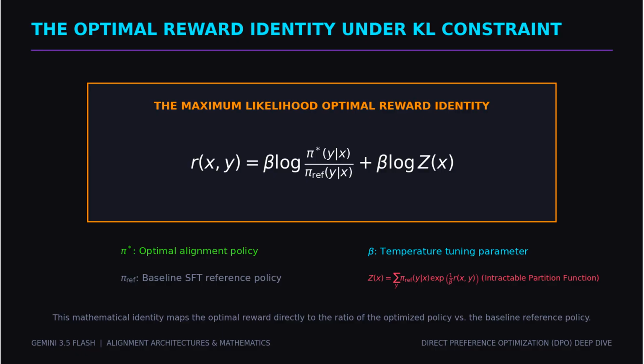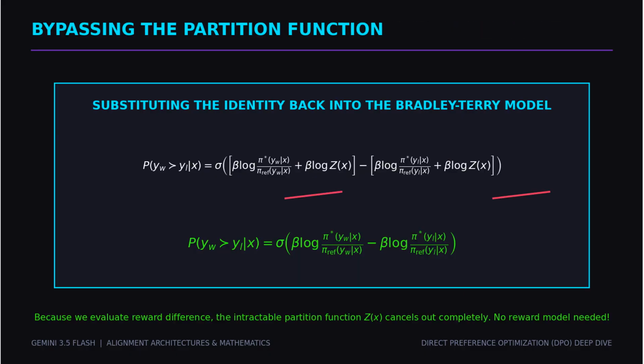Under the standard RL optimization objective, which maximizes reward while penalizing deviation from the reference policy via Kullback-Leibler divergence, there exists a closed-form analytical solution. This identity expresses the optimal reward function in terms of the optimal policy, the reference policy, and an intractable partition function, Z of x. Crucially, when we substitute this mathematical identity back into the Bradley-Terry preference model, the complex partition function, Z of x, cancels out entirely. This is the core breakthrough of DPO.